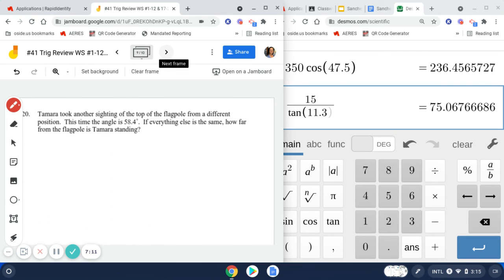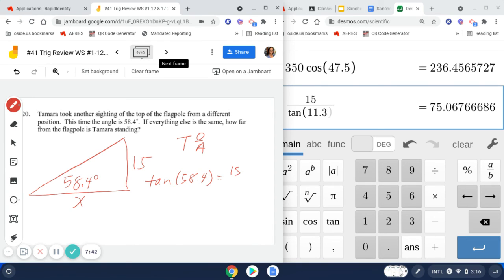Last but not least, she's now looking at the sighting on the top of the flagpole from a different position. This time the angle is 58.4 degrees. If everything else is the same, how far? So still how far? So we're still going to use opposite and adjacent. This is still a TOA. So the tangent of 58.4 is equal to opposite over adjacent. So we're really just going to be dividing 15 by the tan of 58.4.